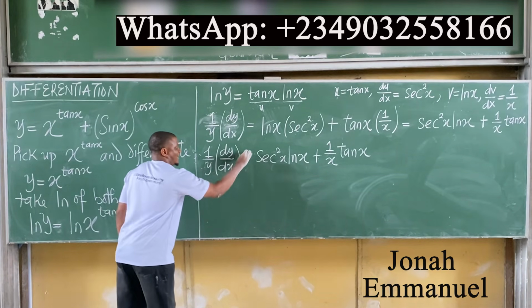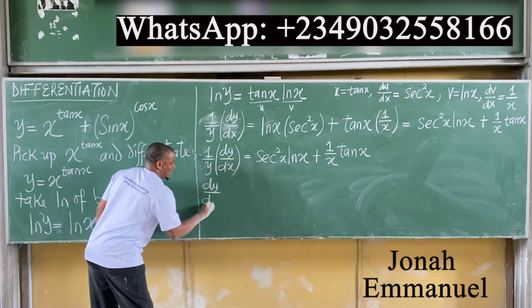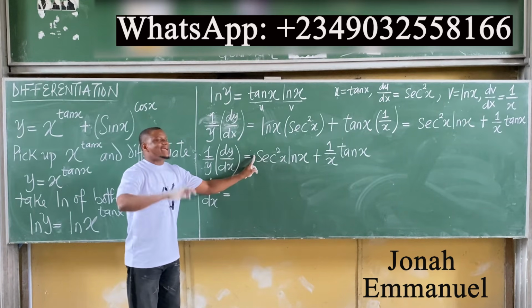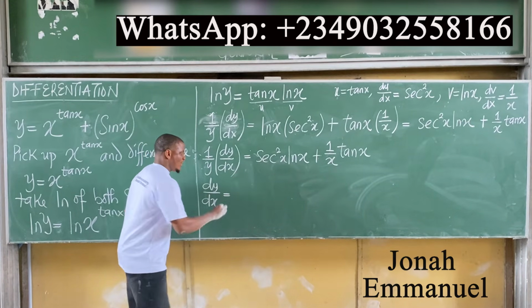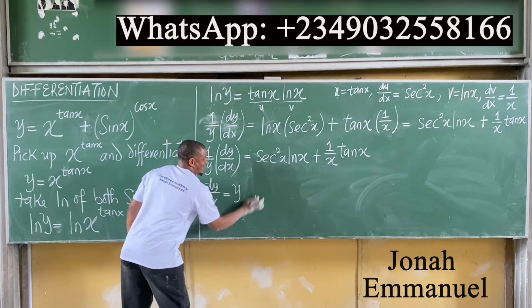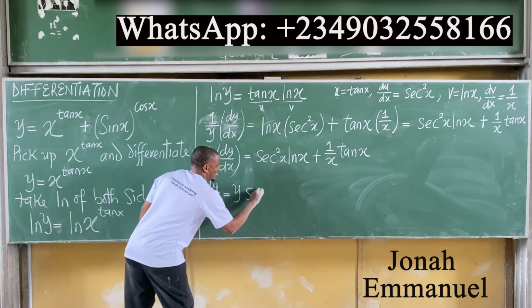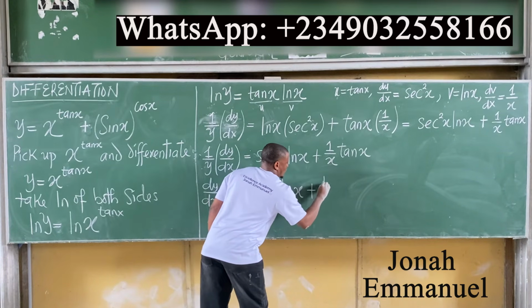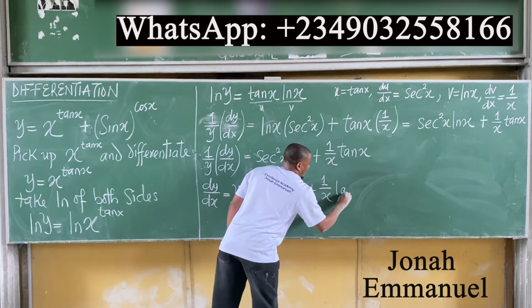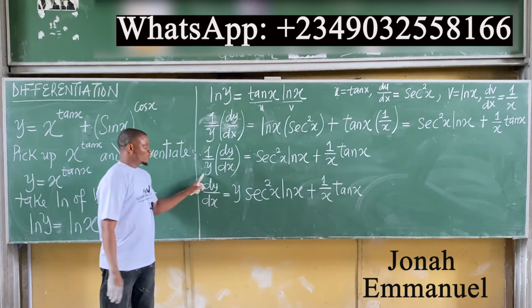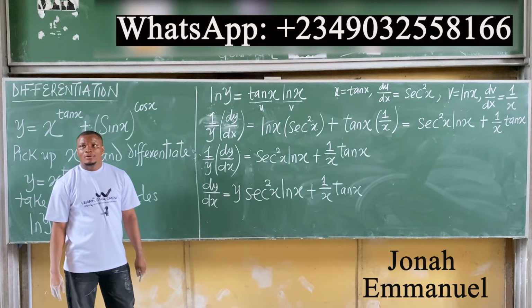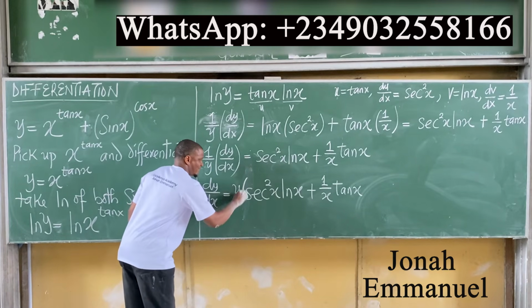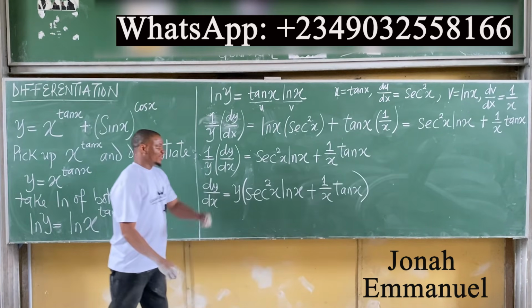So you move the y over here, I will have dy/dx equal to, mind you, the y coming over here is multiplying everything here. So it becomes y into bracket. If you now say y times this, that becomes y sec squared x ln x, then plus 1 over x tan x. I just moved y over here, but what's wrong here? Please, the y is supposed to multiply everything. So what do you do here? Put this in bracket. So y times everything here in bracket.